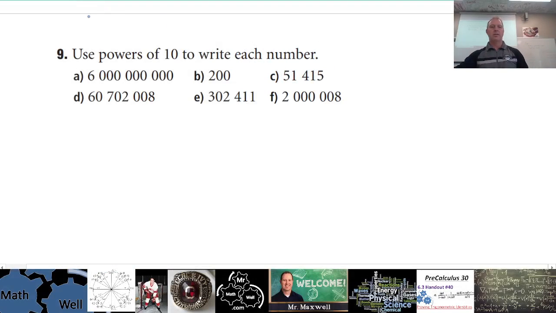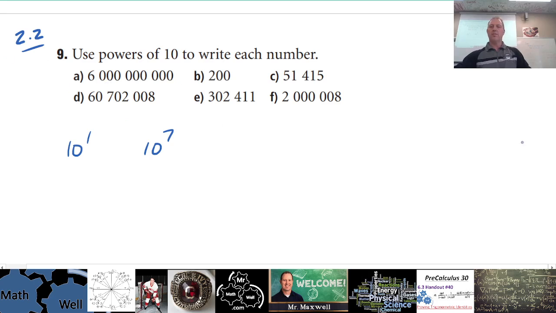All right, so 2.2, number 9, says use powers of 10 to write each number. So remember what a power of 10 is? A power of 10 would be 10 to the 1 or 10 to the 7 or something like that. So we want to use powers of 10 to write these numbers.